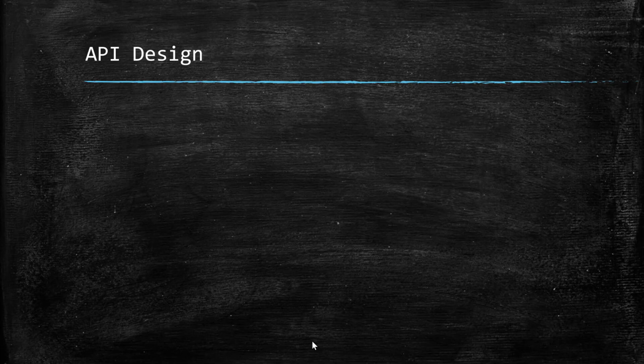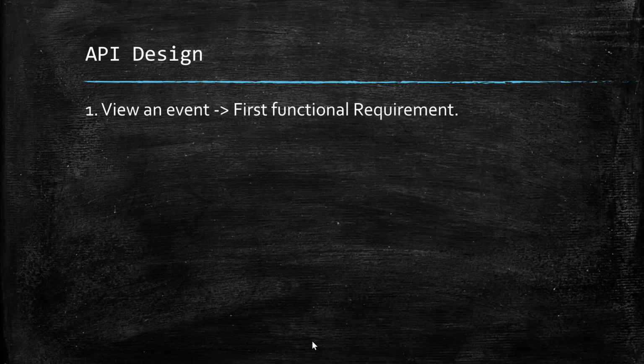Next up is the API design section. So we have a system design interview template video. I'm following the same template here in this design. And in API design, we start by defining all the functional requirements. So you take your functional requirements one by one, and map each to an API endpoint. So we start with the first functional requirement, which is view an event. So we will create a GET API for this.